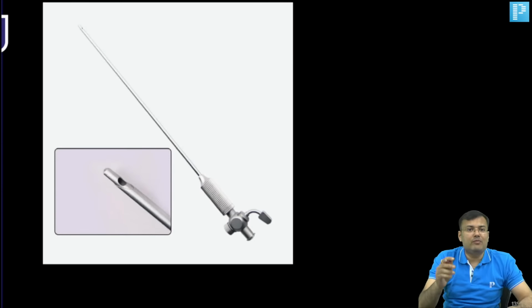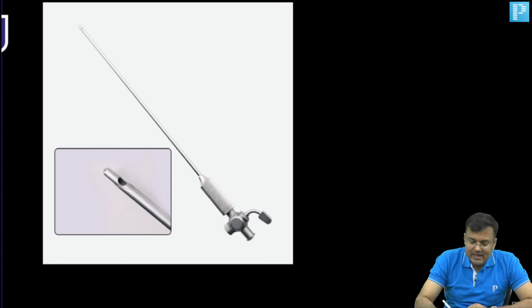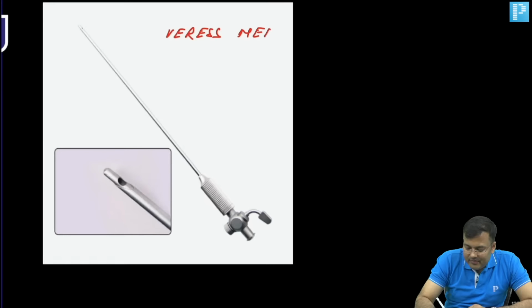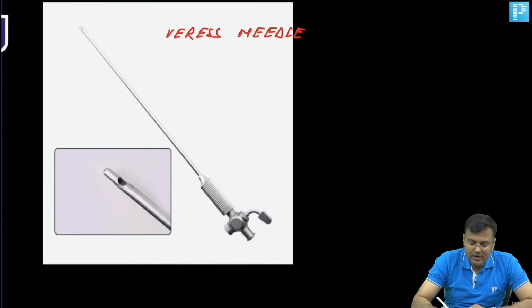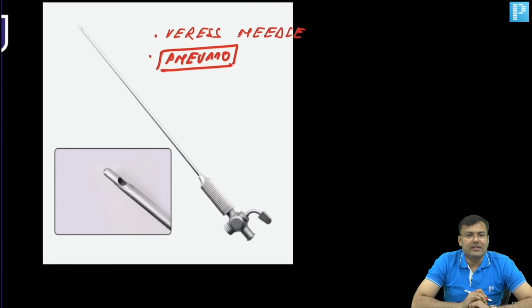Guys, see some instruments which are very hot. Can you tell me the name of this needle? Hot instruments, this is Veress needle. Multiple times this question was asked in exam. Veress needle is used for creating pneumoperitoneum by which method? Closed method. So, it is used for creation of pneumoperitoneum by closed method. This is Veress needle.